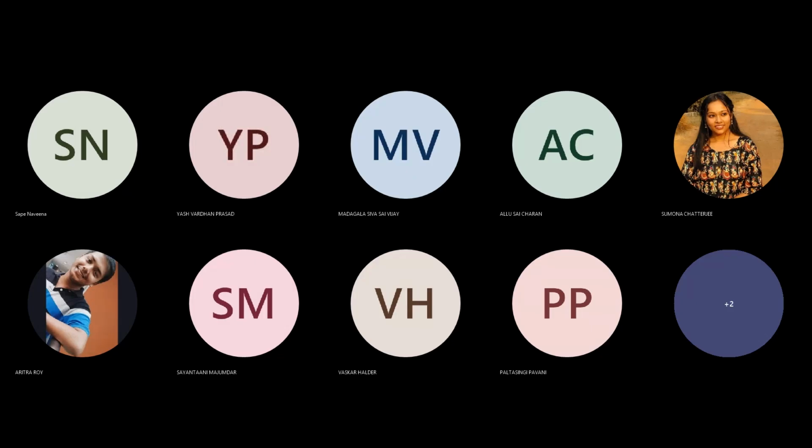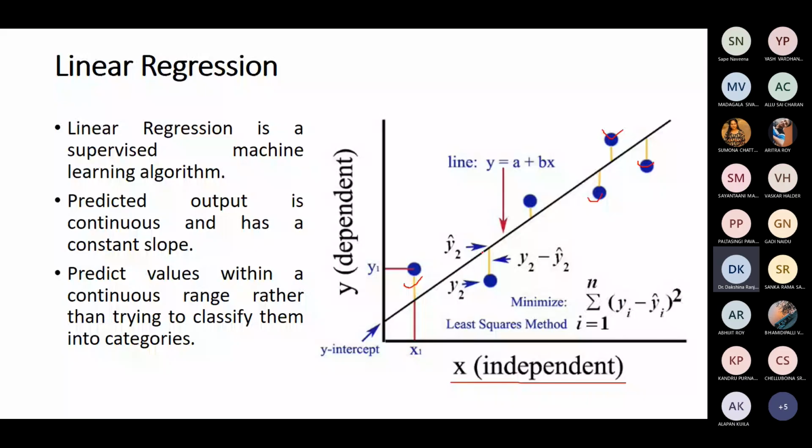A point will lie on the best fit line, so the deviations become zero. Therefore, we can consider such a best fit line, which will give us the minimum residual sum of square error.